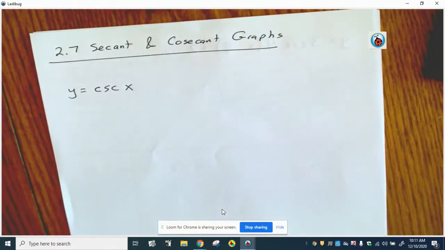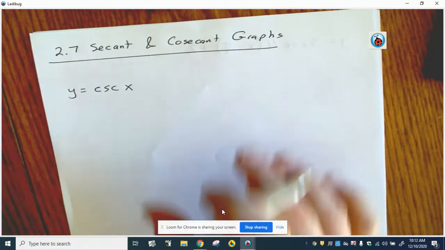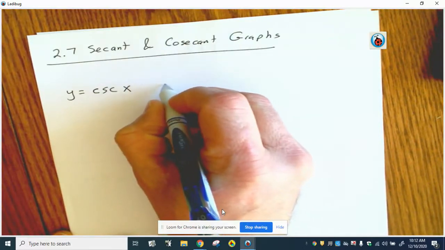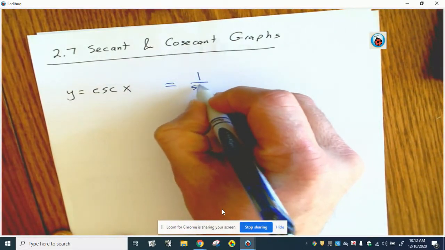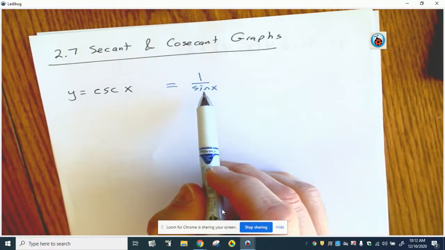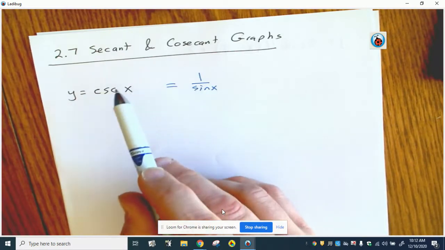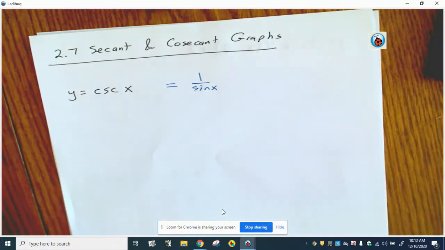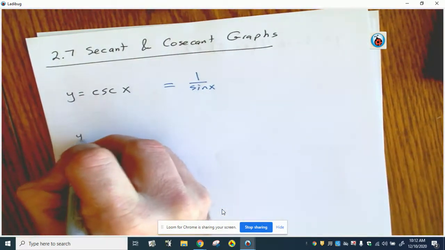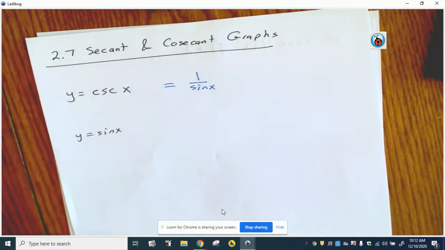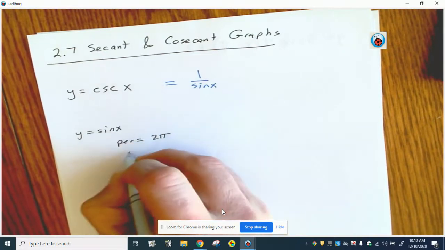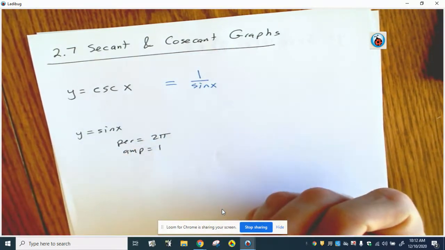With cosecant and secant graphs, it's important to note: what is cosecant? Well, cosecant is really nothing more than the reciprocal of sine, which means if I can draw the sine graph, I can use that to draw what the cosecant graphs look like, okay? So we know our sine graph here. Let's say we just want to draw our standard sine graph, which has a period of 2 pi and an amplitude of 1, right?